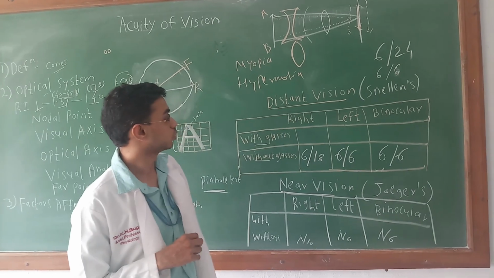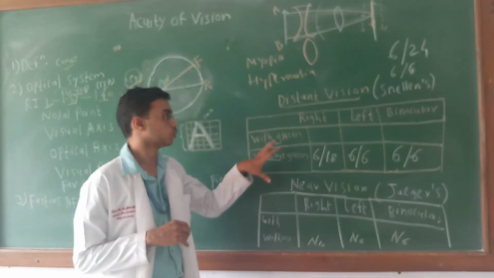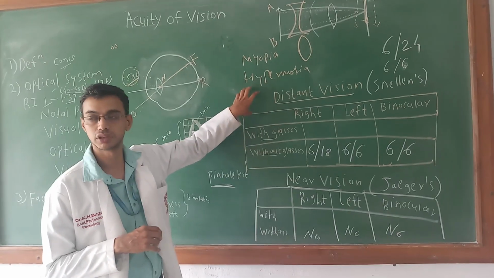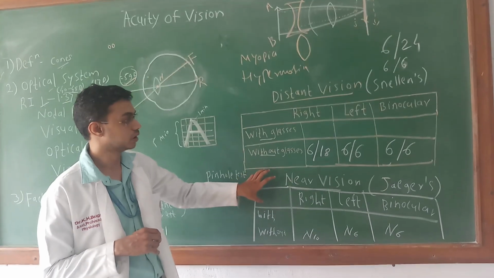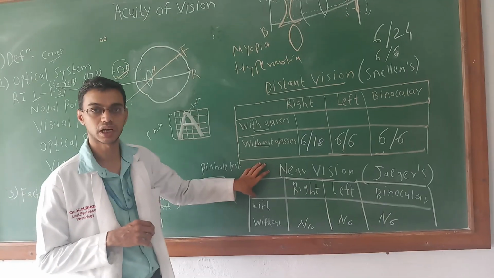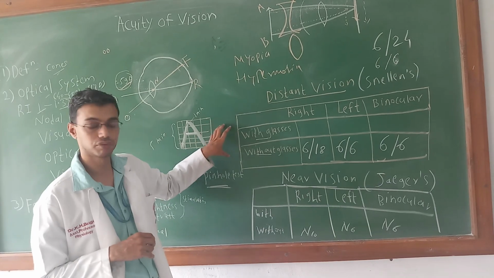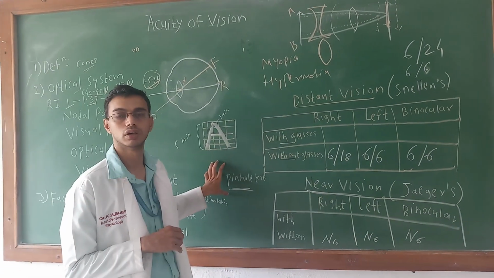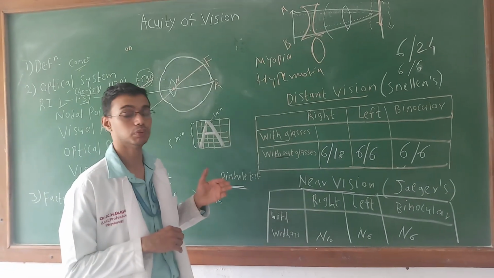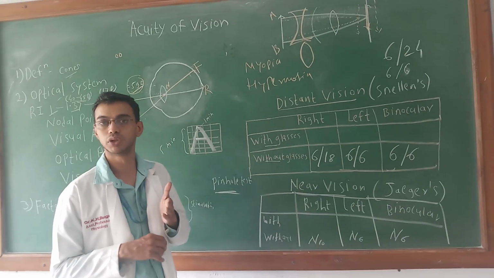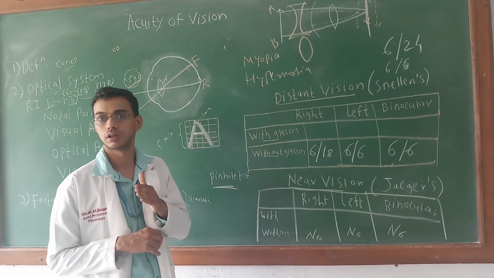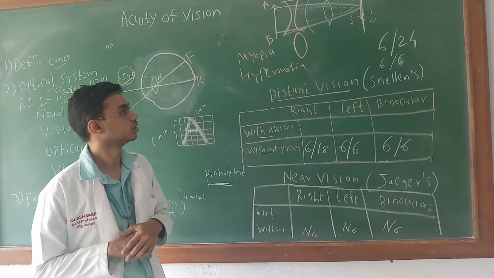So in today's practical, we have to know how to record the distant vision on the Snellen chart, how to record the near vision with the help of the Jaeger chart, and after the distant vision on the Snellen chart, how to record with the help of the pinhole test. If there is an improvement of vision, that means the diminution of vision is because of optical errors. Okay. Thank you.